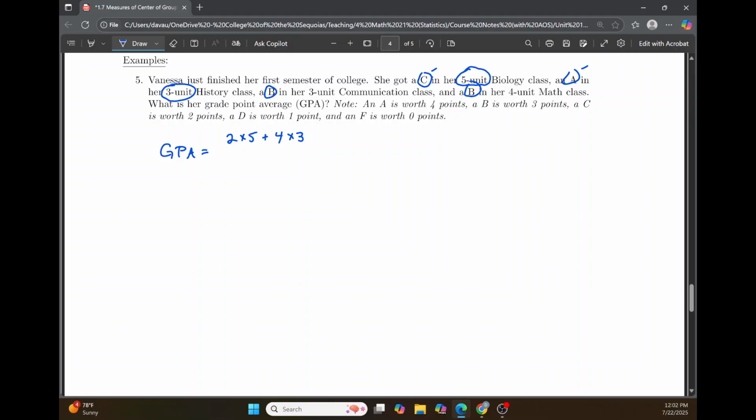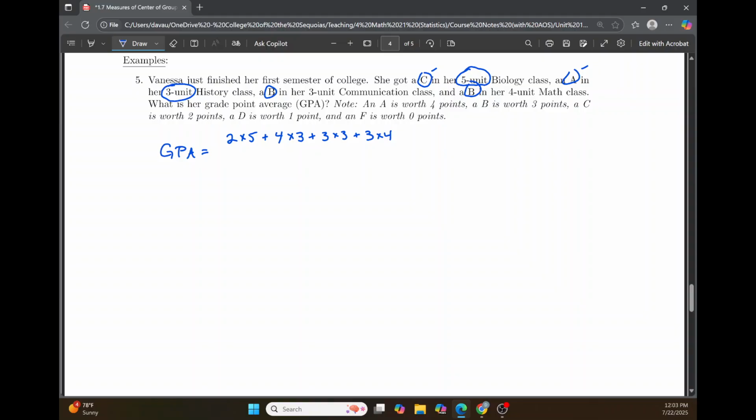Here's the answer. So her communication class, she got a B. A B is worth 3 points, and the communication class is 3 units. So that's 3 times 3. And for the math class, she also got a B. So again, that's worth 3 points, but her math class is 4 units, so we would multiply that times 4. And that's what her math class contributes to her GPA.